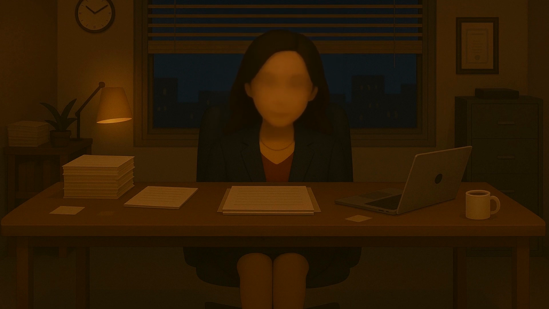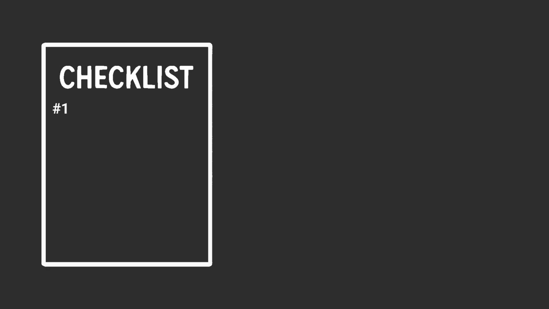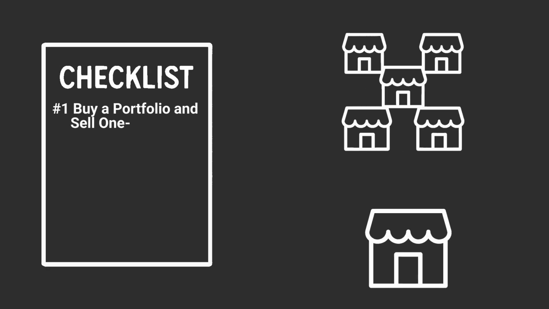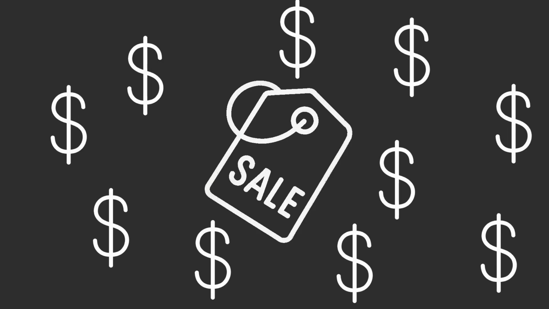So what's the secret? How do you spot these? How do you get an edge? How do you find an 8 cap rate that should be 6 or 7 and create that 20% return? It's really 4 ways. Number 1, buy a portfolio and sell one off. You think it's safer to buy a single asset? Nope. Portfolio deals sell at a discount, meaning built-in arbitrage on day number 1.